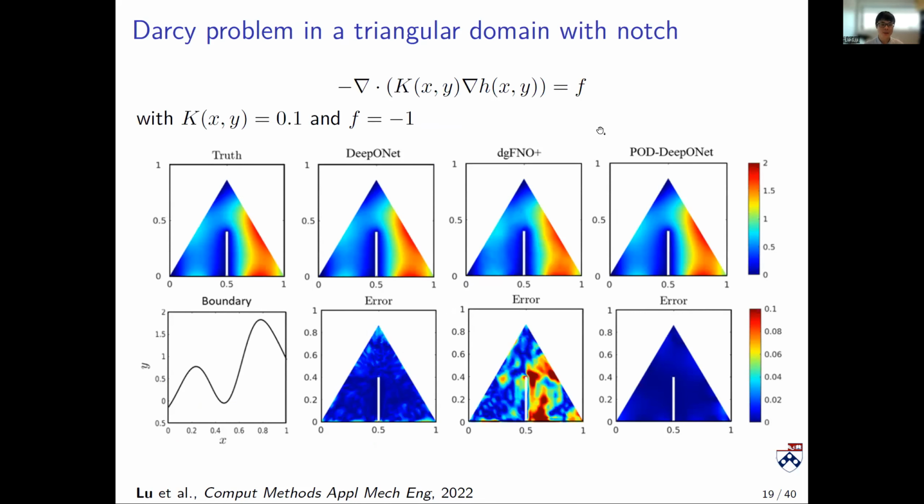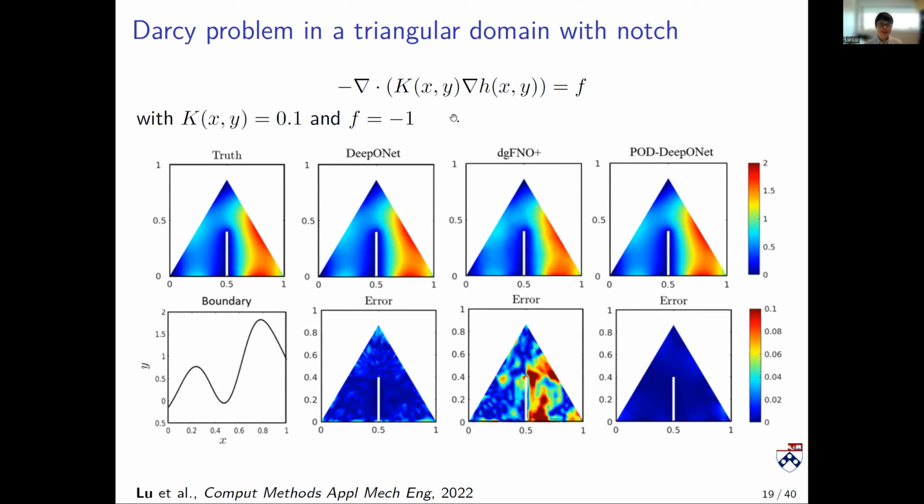So let's look at one example of this POD accelerated DeepONet, or POD-DeepONet. This is a Darcy problem. The problem is not too complicated, but here we test it in a complicated domain. It's a triangle domain, and we also have a notch here. But as we mentioned before, DeepONet is essentially mesh-free, so it can be directly applied to this complicated domain without any modification.